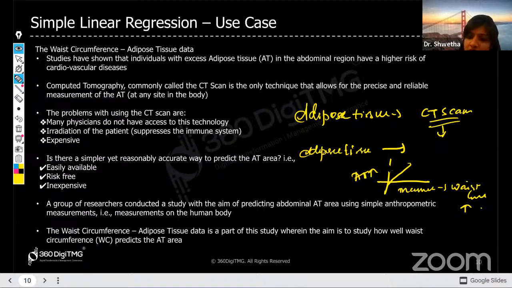By this new concept or this new research, it was found that there was a correlation between the adipose tissue and the waist circumference. Then the correlation between these two was studied so that the risk of heart diseases or cardiovascular diseases was reduced.